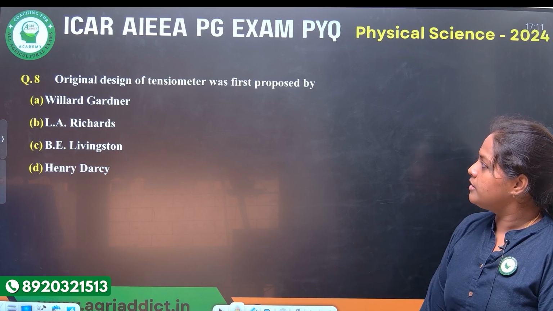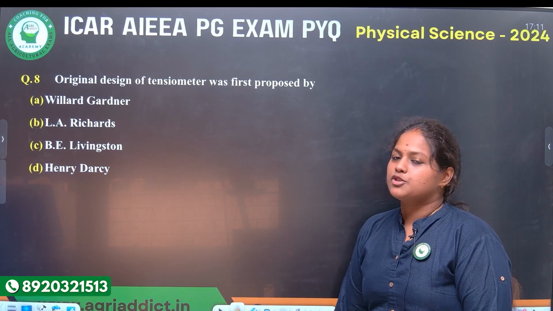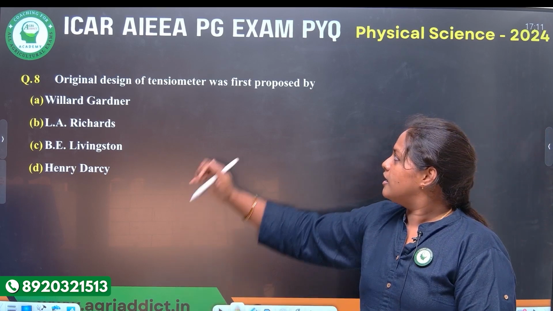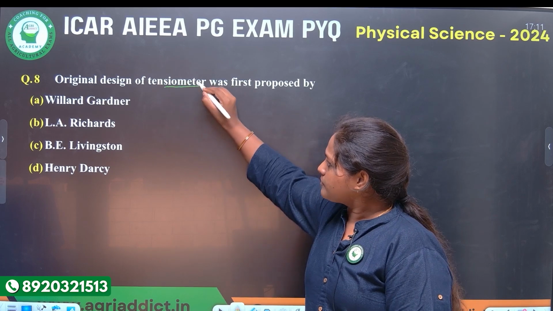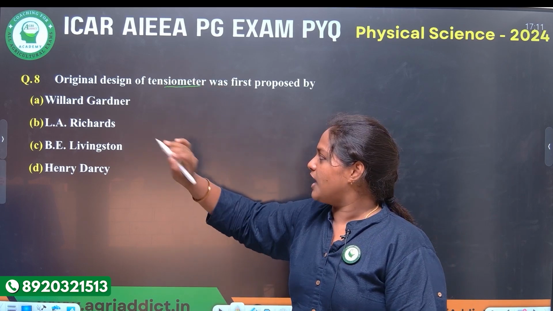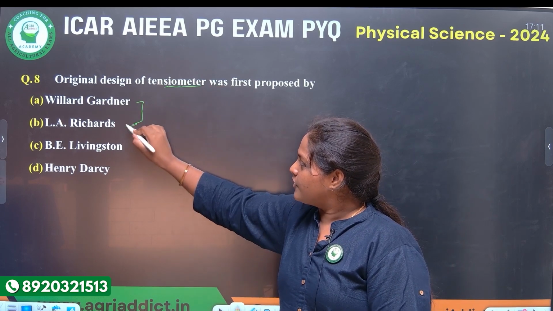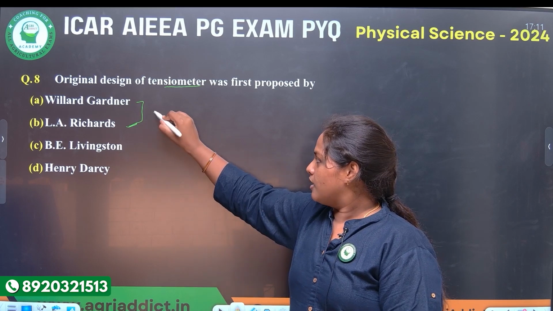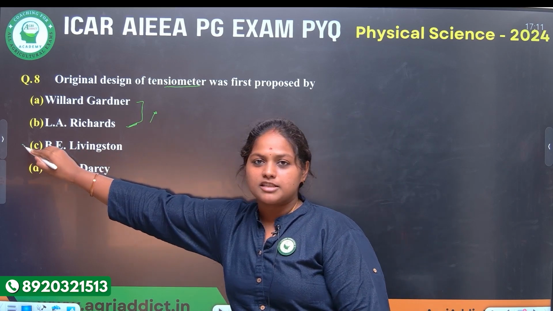Moving on to the next question. The original design of tensiometer was first proposed by. Here I know we'll directly keep the answer as Richards and Gardner, but if you are keeping so, you are wrong. Here the answer is Livingston.